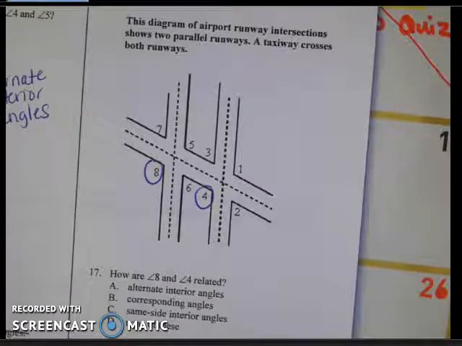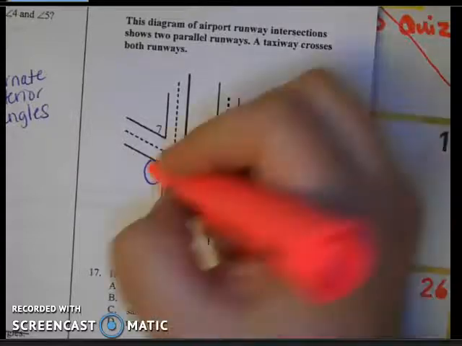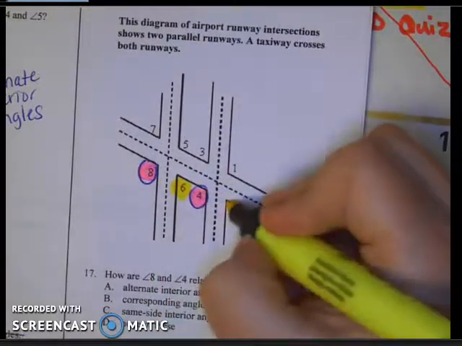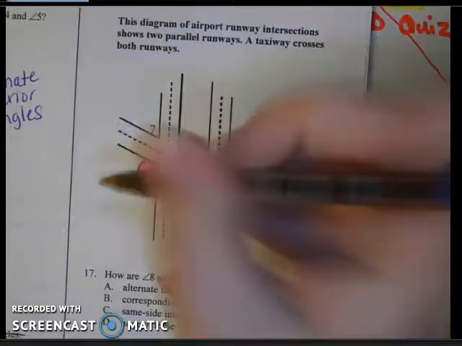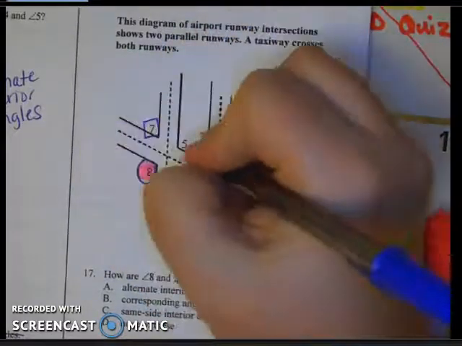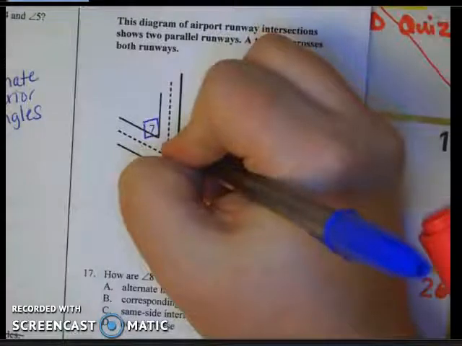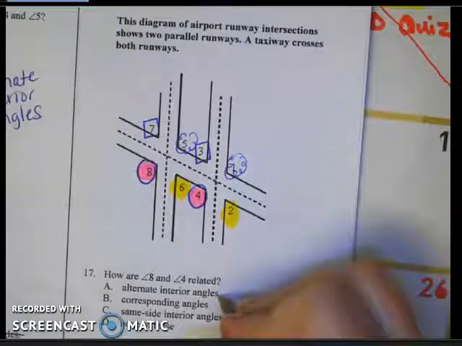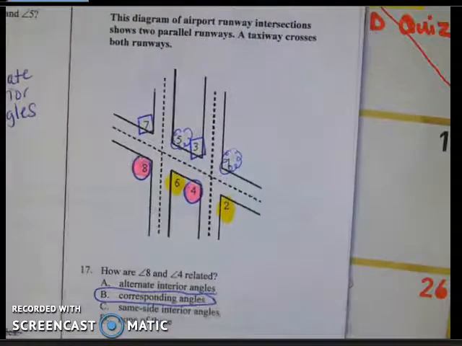So we remember that there is only one relationship where one is on the interior and one is on the exterior. And that's called corresponding, as long as they're in the same position as each other. So angle 8 and angle 4 are in the same position. Just like angle 6 would be in the same position as 2, angle 7 is in the same position as 3, and angle 5 is in the same position as angle 1. So those are all examples of corresponding angles.